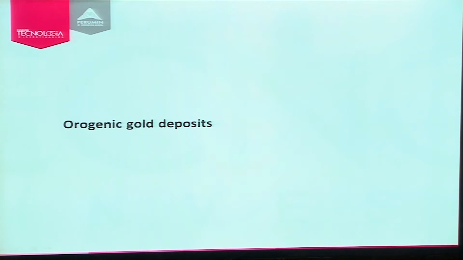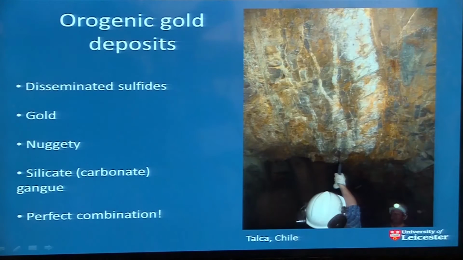Okay. Last deposit type that I want to show you an example of are some orogenic gold deposits. So again, we have a few disseminated sulfides in these. We've got gold, very high density. It's also generally quite nuggety. And you've got low density gangue. Excellent combination to be able to apply this technique well. I have to say it doesn't work for everything. I'm showing you some examples of where it works well, and having that density contrast in there is one of the key things.